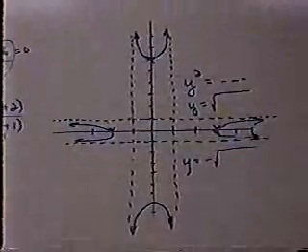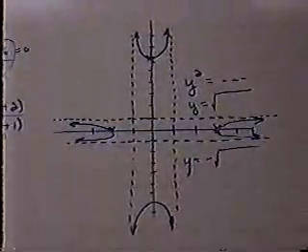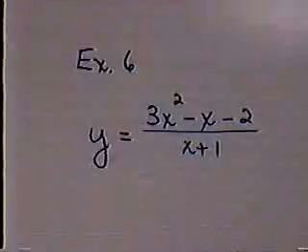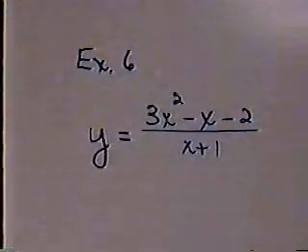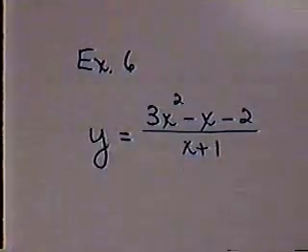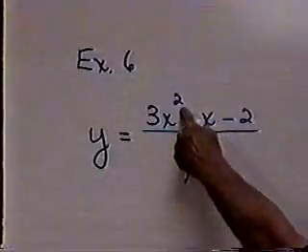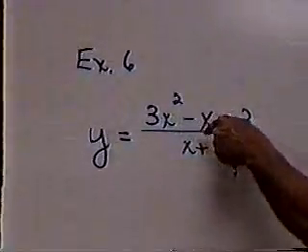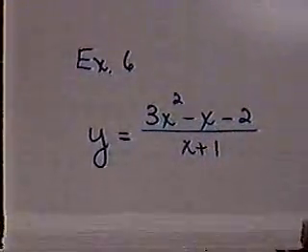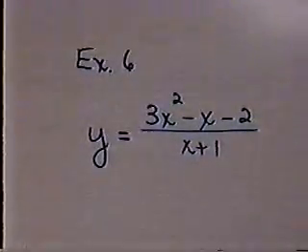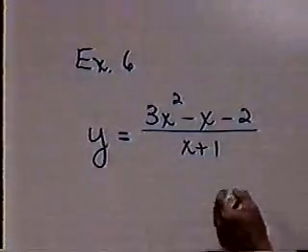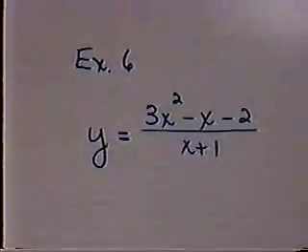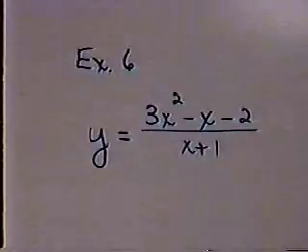Okay, now let's look at example 6. All right, looking at example 6, we now have a different case here. We have a power on top that's larger than the highest power on the bottom. So instead of getting a horizontal dotted line, we're going to get some kind of dotted line that slants or curves or something. So let's look at this particular case.